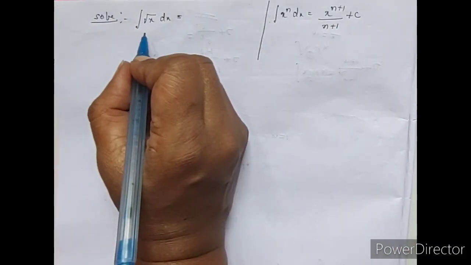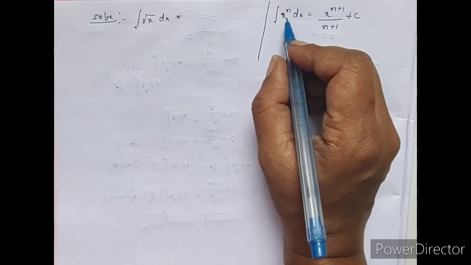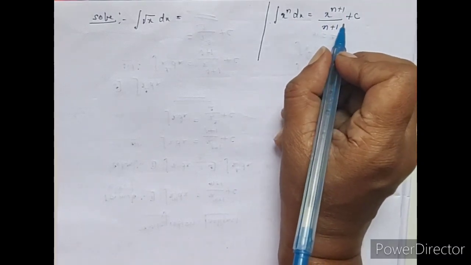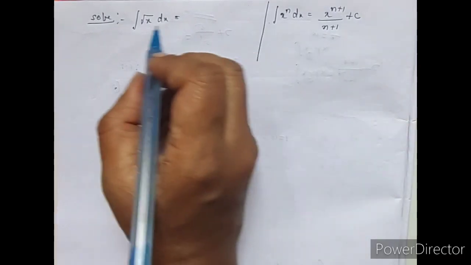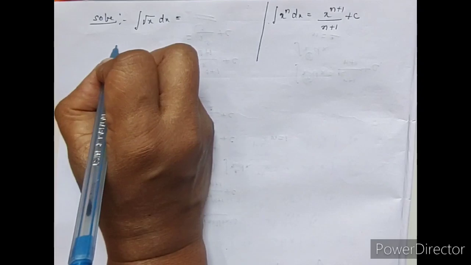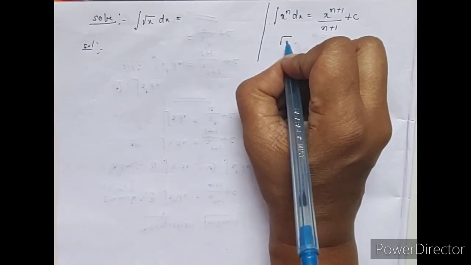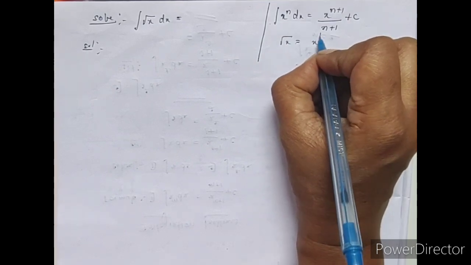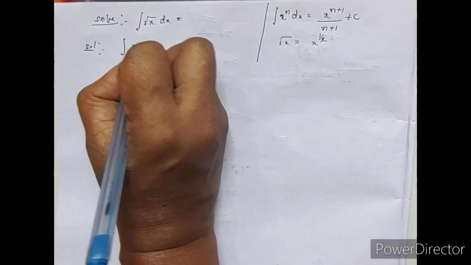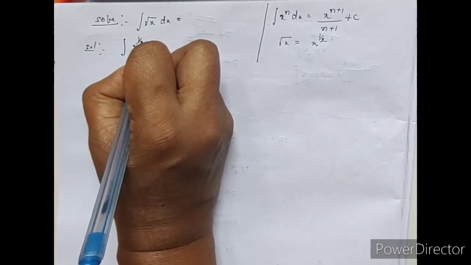Now, solve the integration of root of x dx. We know the standard formula is the integration of x to the power of n dx is x to the power of n plus 1 divided by n plus 1, plus the constant of integration c. So, x has to be raised to the power of n to apply the standard formula. Solution: we know that root of x can be written as x to the power of 1 by 2. Therefore, instead of root x, you can write x to the power of 1 by 2 dx.